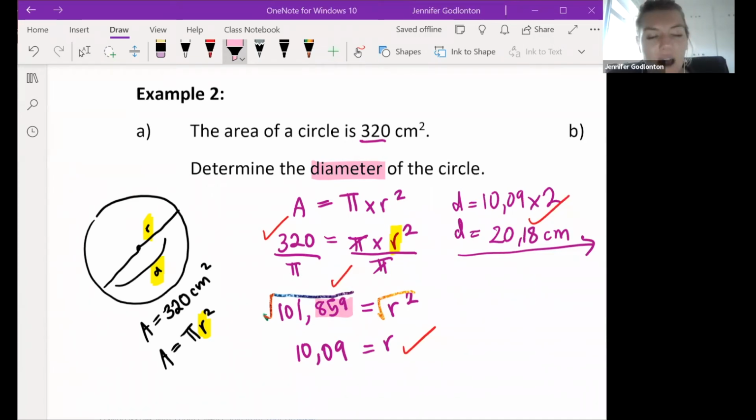Yeah, Sia, how can I help? Hi, ma'am. Ma'am, you see where you said 320 divided by pi, why did we use pi? So think about it like this.